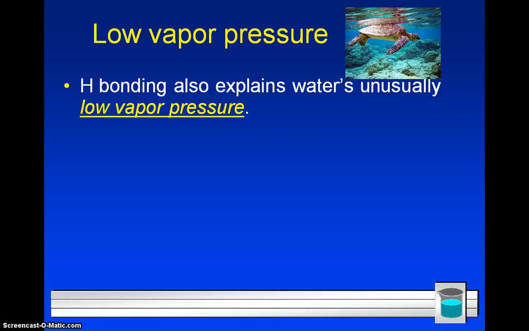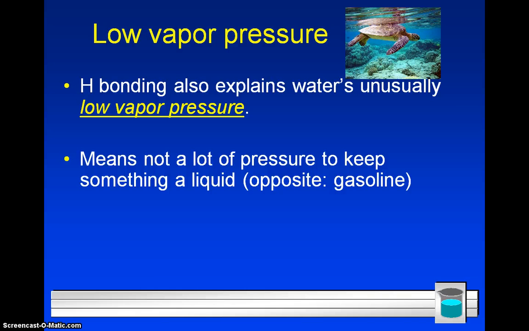Now, another property that water has as a result of hydrogen bonding is low vapor pressure. Essentially, vapor pressure is the pressure of a gas above a liquid. Remember when we learned about states of matter way back at the beginning of the year, that all particles are in motion, and what makes them a solid, liquid, or gas is how much they are moving and how attracted they are to one another. So if you have a liquid and a gas is pushing down on top of it, it's going to want to stay a liquid. Those molecules are going to be attracted to each other.